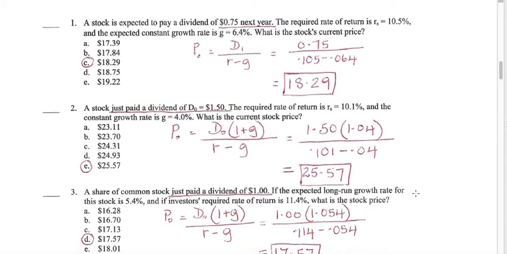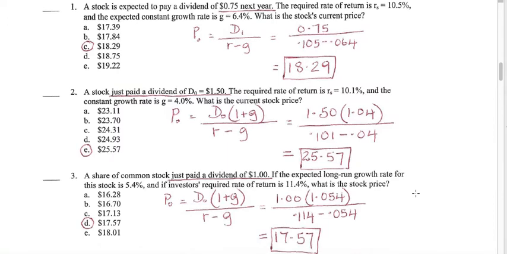In the third question, again, you have a share of common stock that just paid a dividend of $1. That means you have your D0. The growth rate is 5.4%, and the required rate of return is 11.4%. What is the stock price? So again, notice the formula that you use, because the dividend has already been paid. That is your D0. And you see here your answer is $17.57.